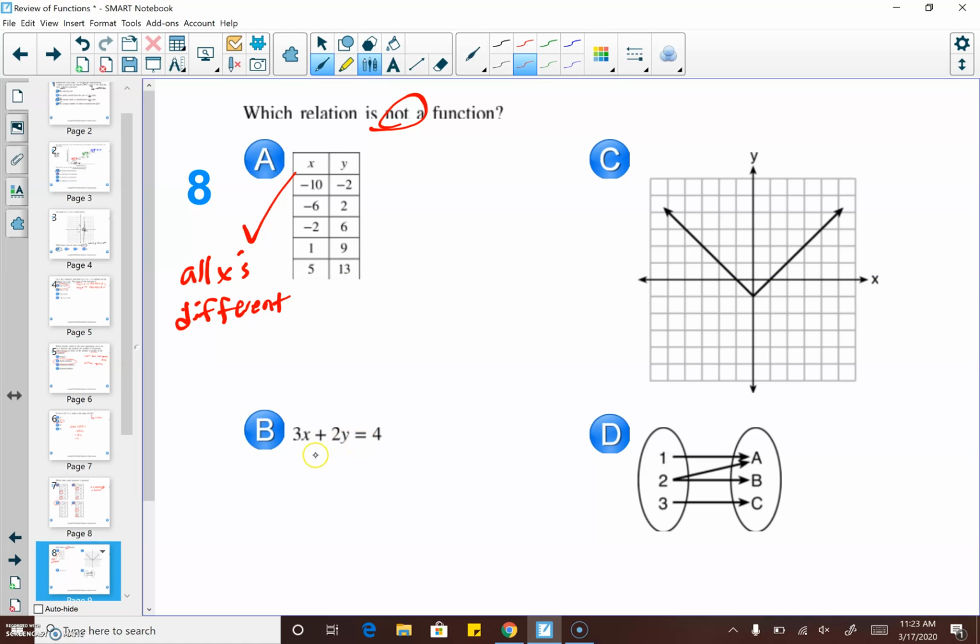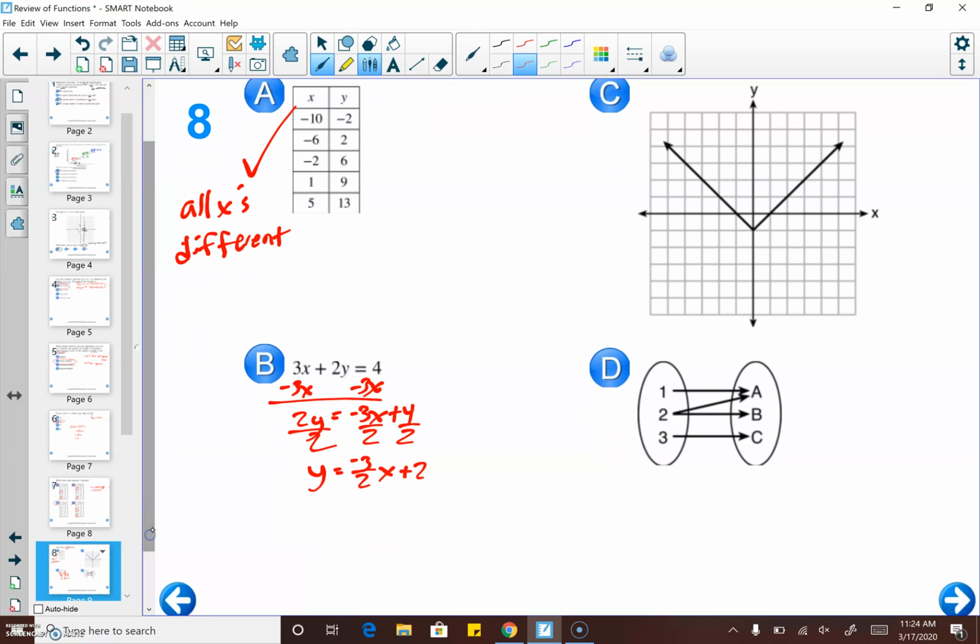Choice B is a linear equation, right? If we subtract 3x, we get 2y equals negative 3x plus 4. And then if we divided everything by 2, we'd get y equals negative 3 over 2 x plus 2. So if we wanted to put this in our calculator or pretend to graph it, that would be this line right there, which we know would pass the vertical line test. So that one is a function.